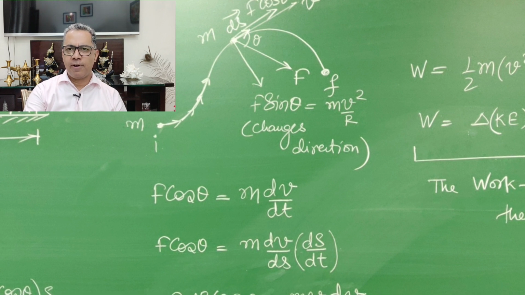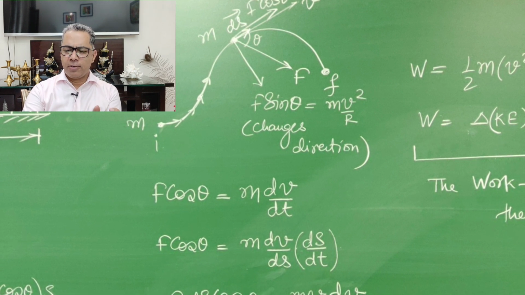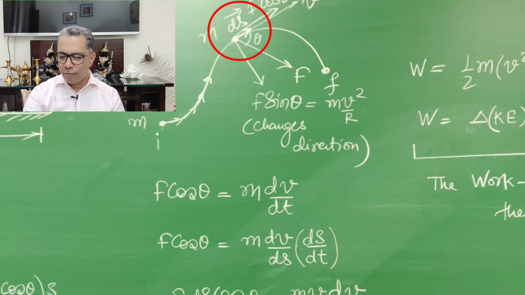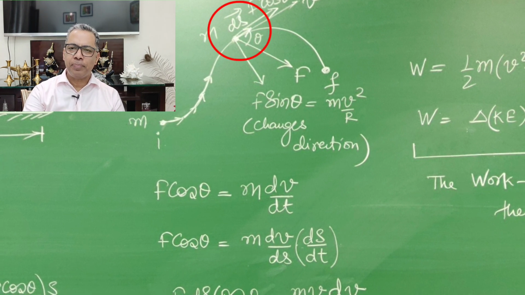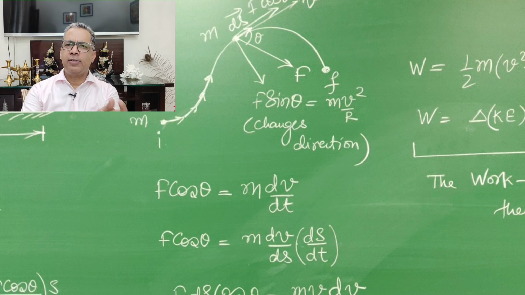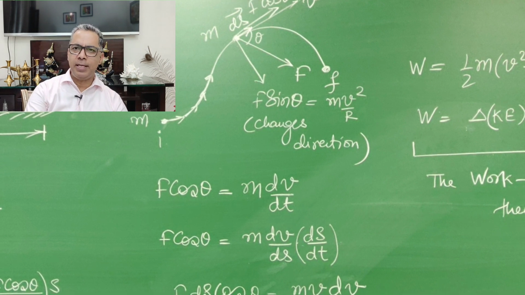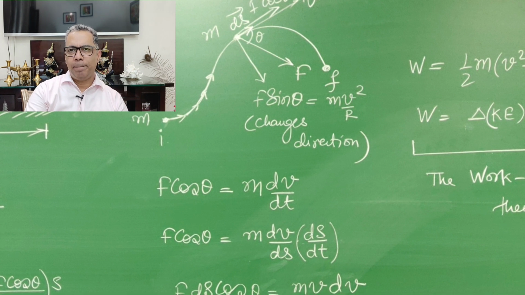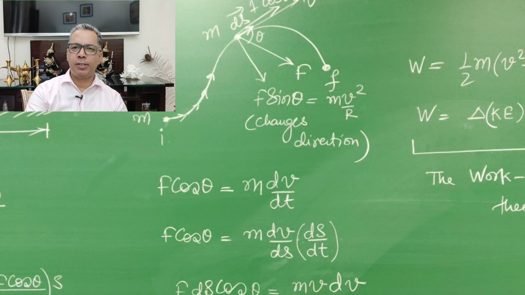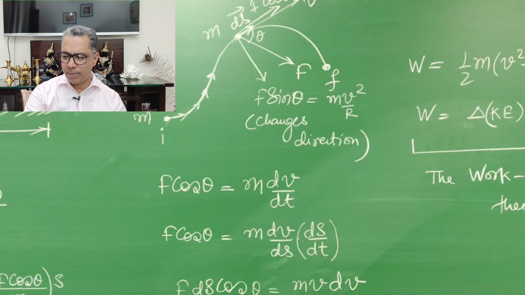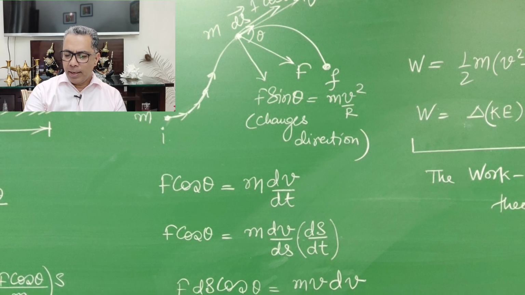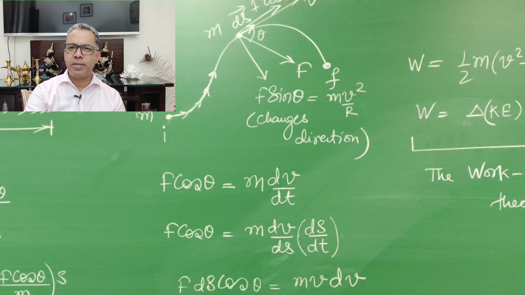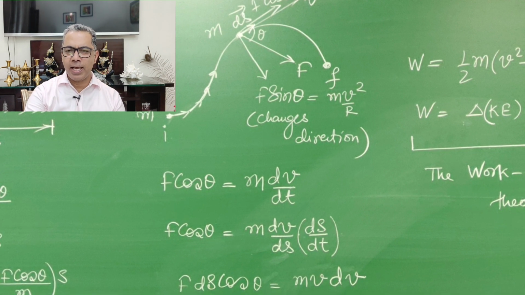we divide this entire path into tiny little elemental displacements of ds each. So we have lots and lots of tiny displacements, each having a magnitude ds. And if you add up all those displacements, of course, you get the total displacement. Now, let's have a look at a particular tiny displacement ds.